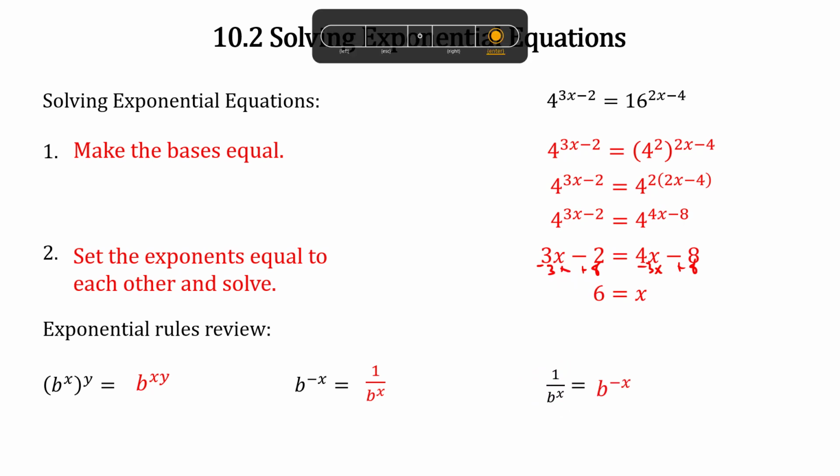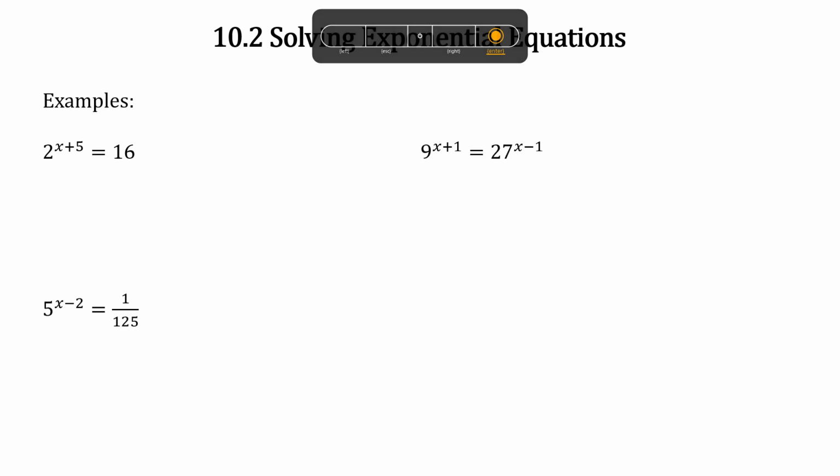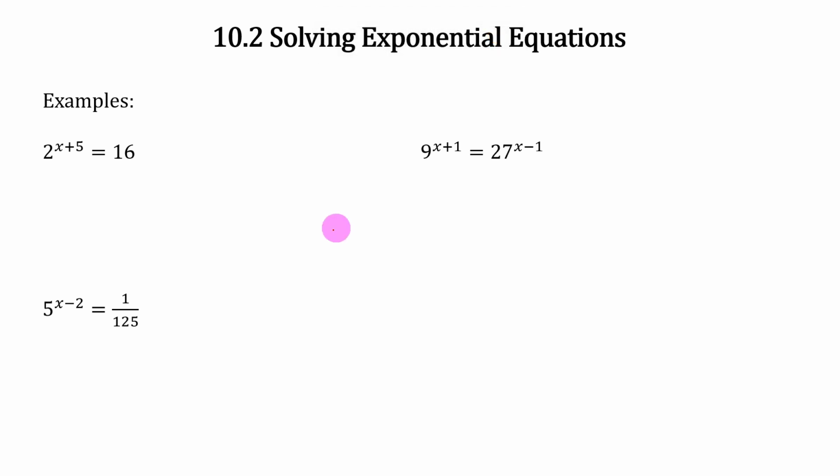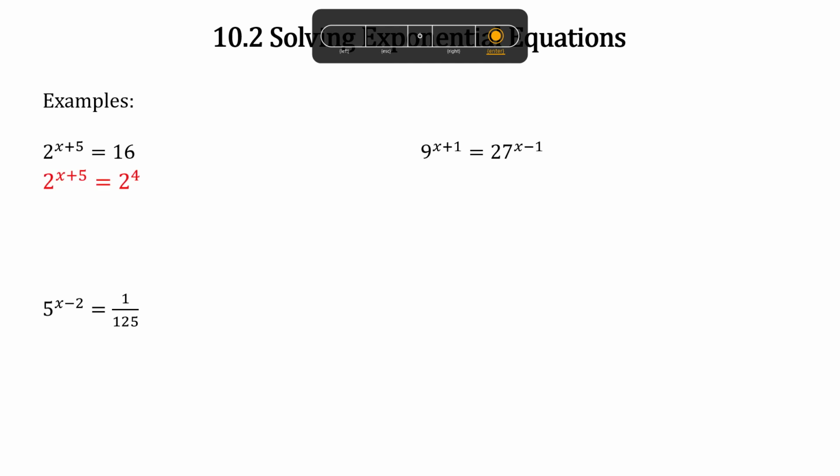Okay, let's give it a whirl. So 2 to the x plus 5 equals 16. Well, I'm going to turn 16 into a base 2, so it's going to be 2 to the 4th. And so now I'm just solving x plus 5 equals 4. Subtract 5 from both sides, and x is negative 1.